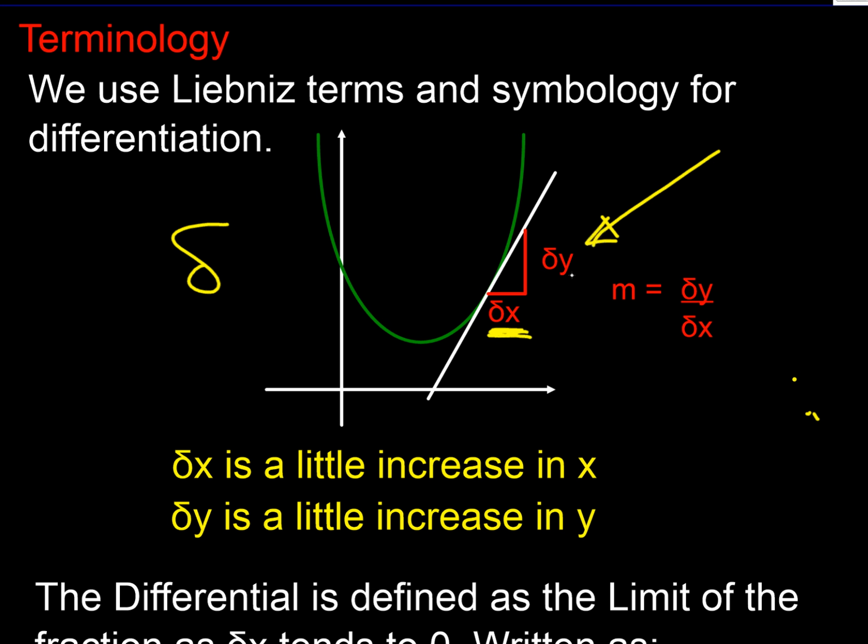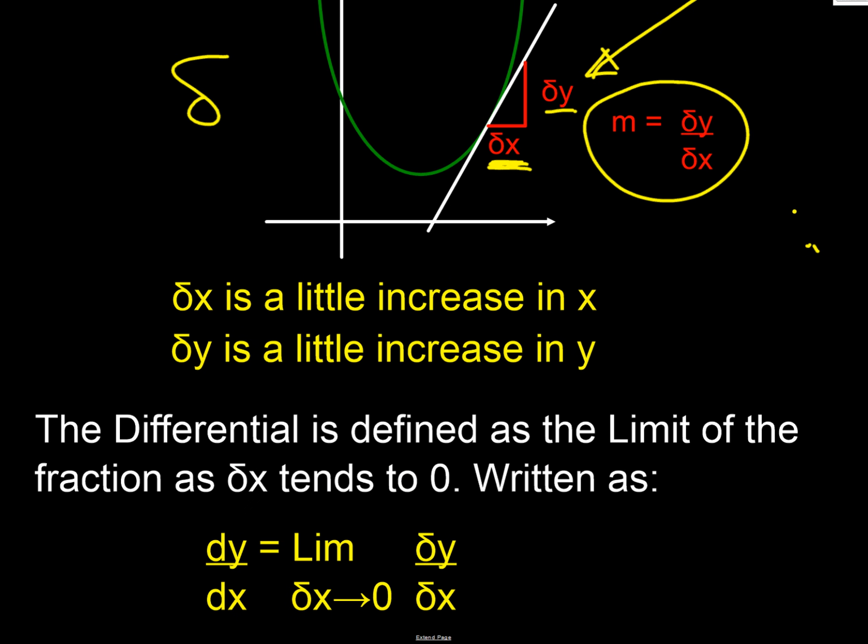And up here we've got delta y, which is a small change in the y direction. Therefore the gradient of this little triangle and of the white line that we've created is delta y over delta x. So we've got a little increase in x, delta x, and a little increase in y, delta y. What we're interested in is what happens when we make this triangle smaller and smaller and smaller, so our little delta x is getting smaller and smaller.